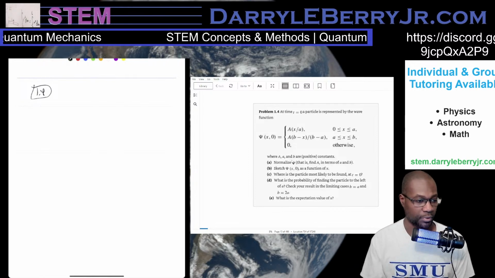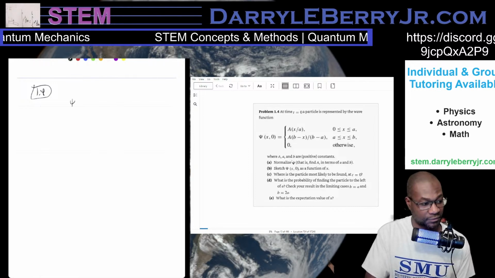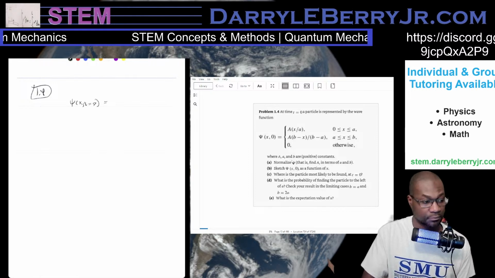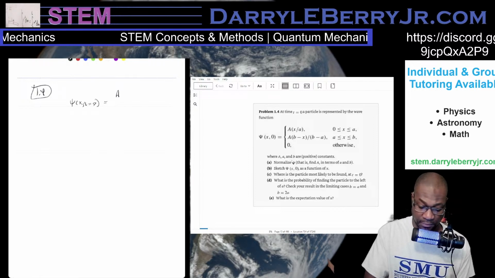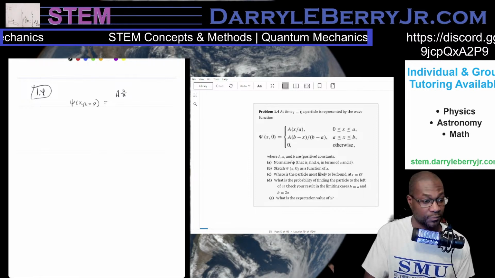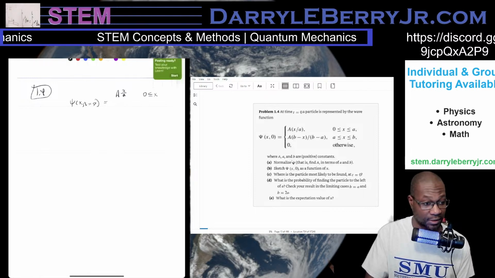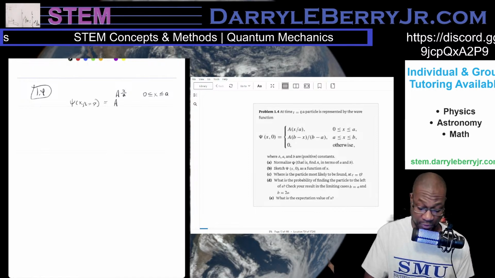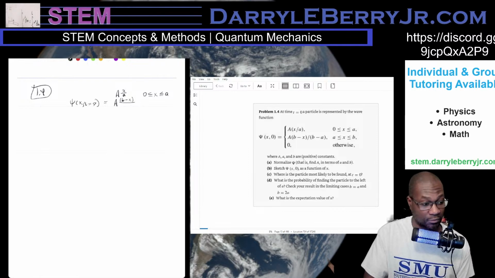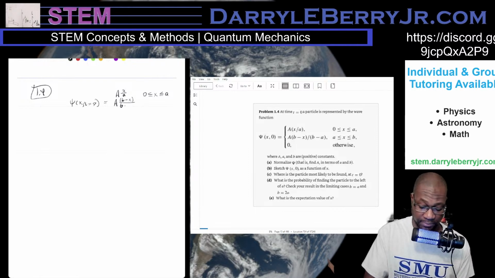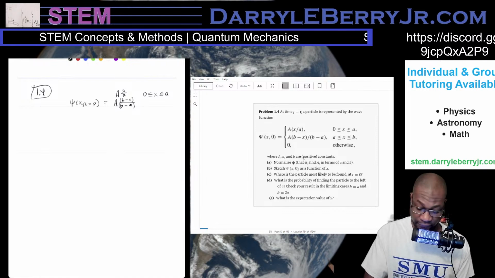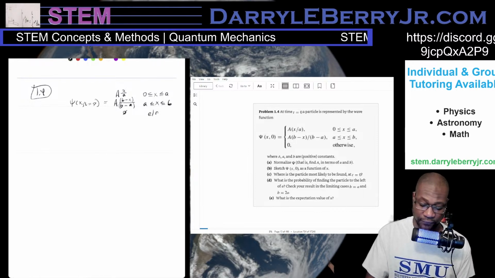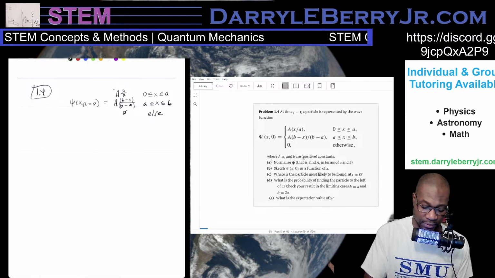So let's look at this problem just to get some practice with it. It says at time t equals 0, a particle is represented by the wave function, and it gives us the wave function at t equals 0: A x over a for 0 less than or equal to x less than or equal to a, and A times b minus x over b minus a for a less than or equal to x less than or equal to b, and then 0 for everything else. So I think I wrote that correctly.